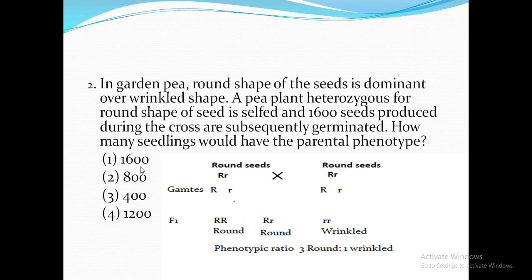The total number of seeds given is 1600. So 1600 multiplied by 3/4, because 3 out of 4 are showing round seeds, which is the parental phenotype. Multiplying 3/4 with 1600, you will get 1200. So 1200 is the correct answer here.